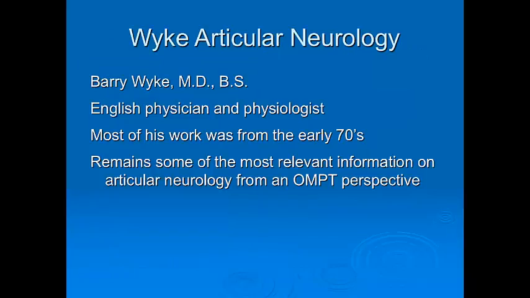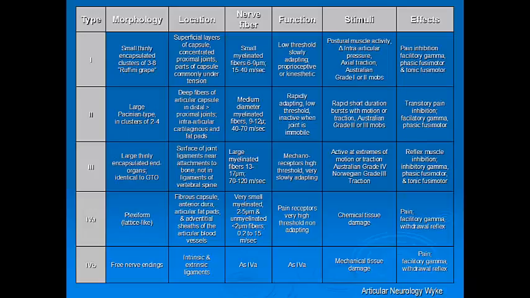We owe most of what we know about articular neurology to an English physician and physiologist by the name of Barry Wyke, who did his work in the early 70s. However, it still remains some of the most relevant information for us as orthopedic manual physical therapists. This table summarizes his work and identifies the 5 types of receptors, their structure, location, the nerve fibers that transmit the information from these receptors, their function, and the stimuli which trigger them, and the effects or result from their stimulus. Look for a copy of this in the Documents tab within the course.